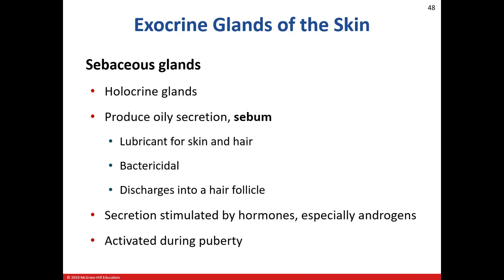Now, our sebaceous glands are also known as holocrine glands. They actually produce an oily secretion called sebum. This sebum acts as a lubricant for skin and hair. It's also bactericidal, so it does help to kill bacteria, and it discharges into the hair follicle. The secretions are stimulated by hormones, typically androgens, and again are activated during puberty.